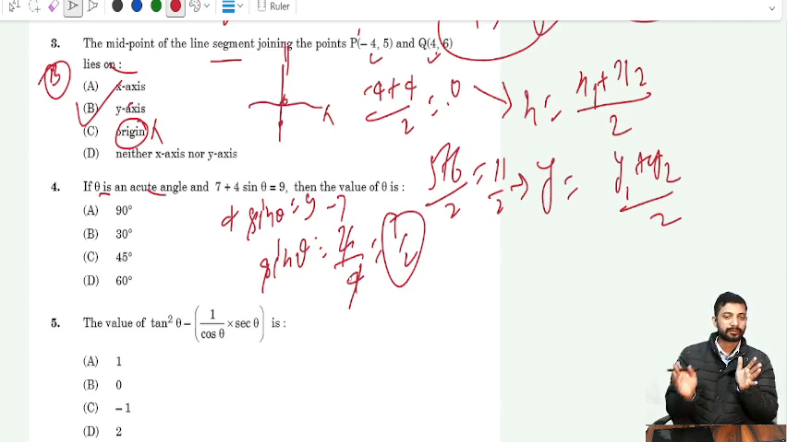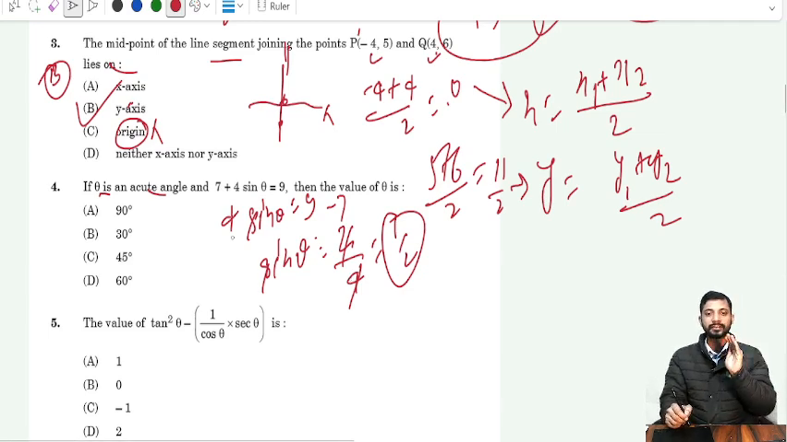Keep in mind the chart where the values of all trigonometric ratios are given. Sin 30 degrees gives you 1 by 2, sin 0 gives you 0. I have made a separate video on how to memorize trigonometric ratio values. You can watch it. That will be very useful because it is a must-ask in the exam in either form.